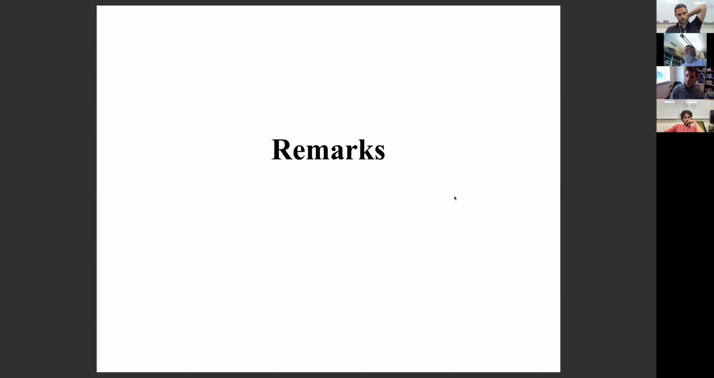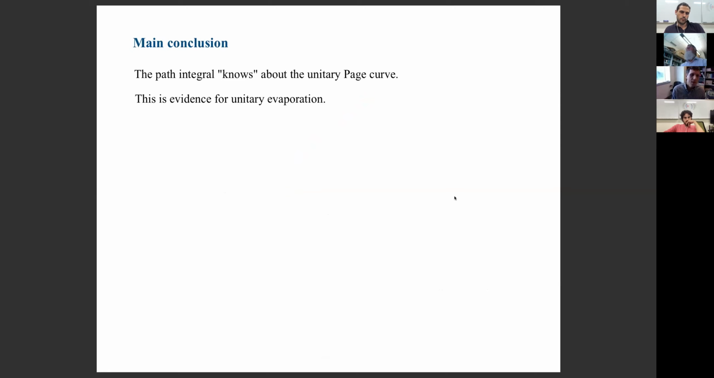Okay, I'll just make a couple of remarks and then wrap up. The main conclusion is that the path integral knows about the unitary Page curve. I consider this evidence for unitary evaporation.